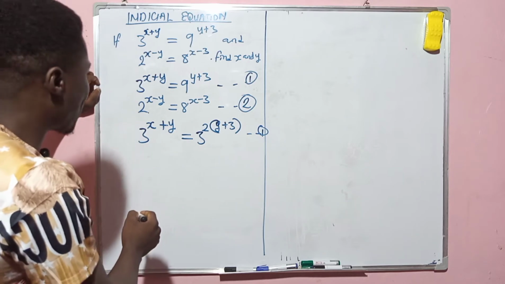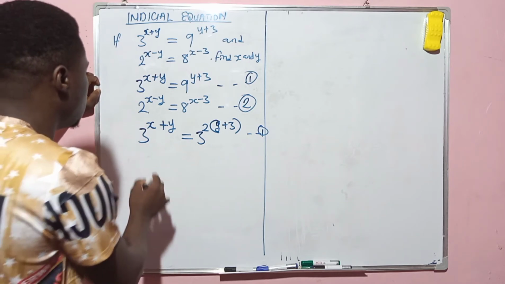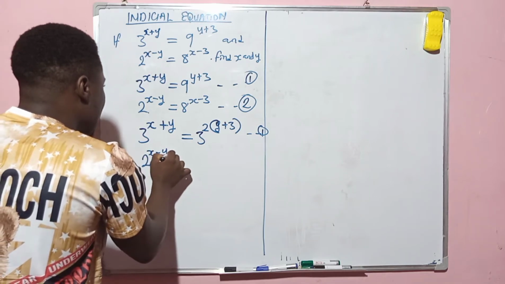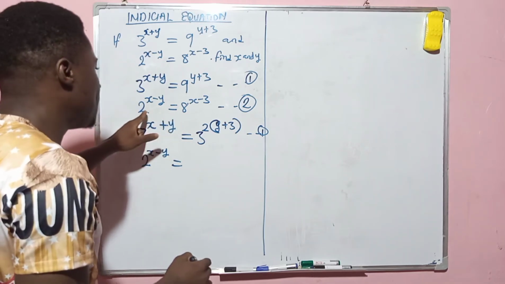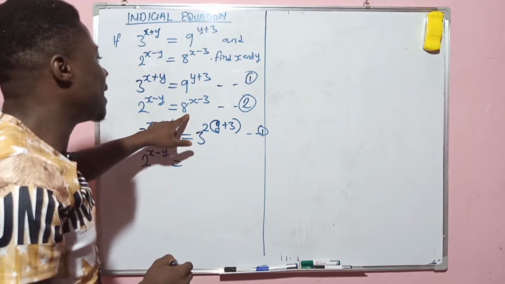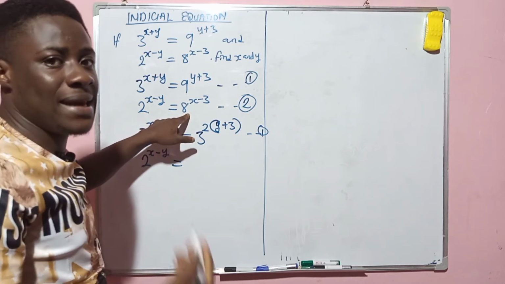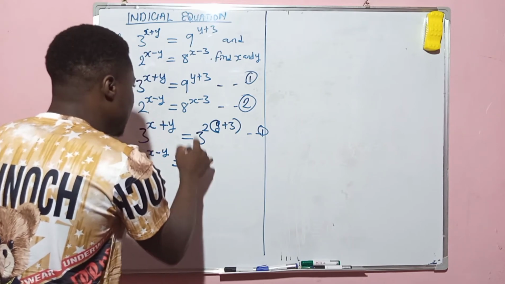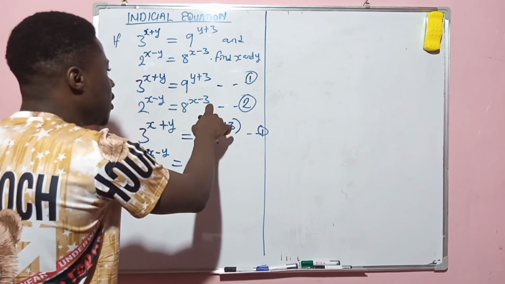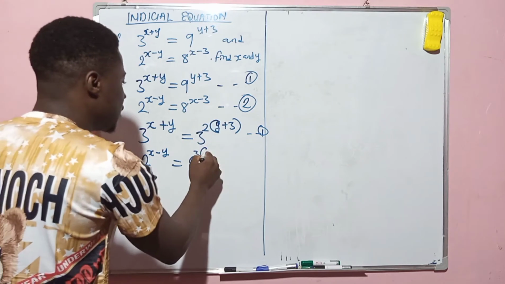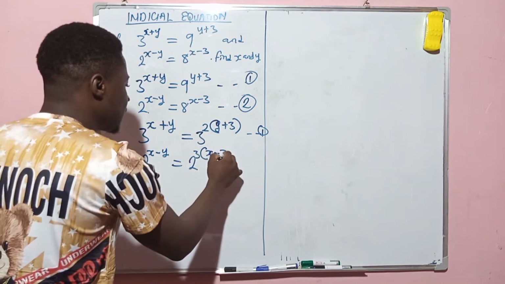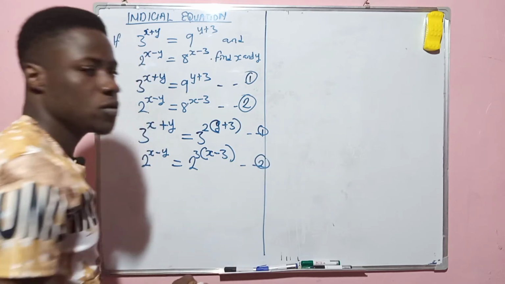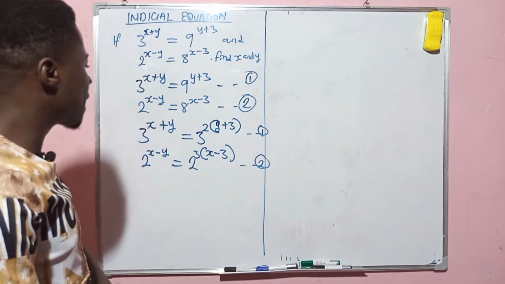Then, applying the same concept when it comes to equation 2, I have 2 raised to the power x minus y equals 8. 8 is a multiple of 2, which means I can also express 8 in index form as 2 raised to the power 3. Then, in bracket, the already existing power, which is x minus 3. This is my equation 2. Okay, let's keep solving.